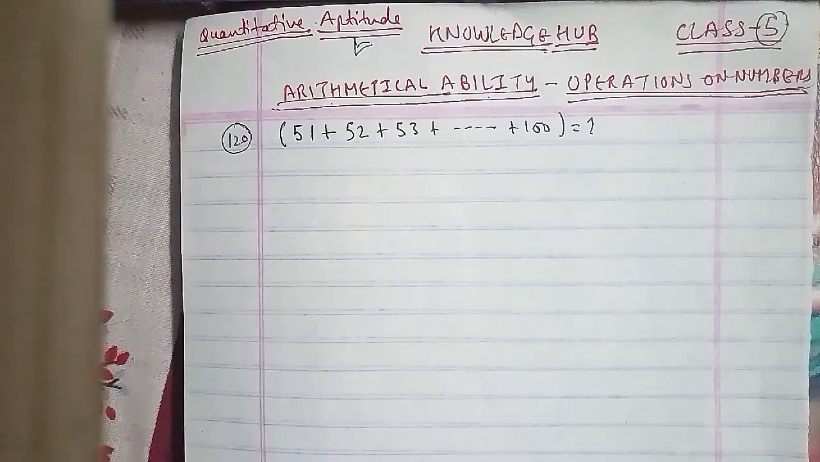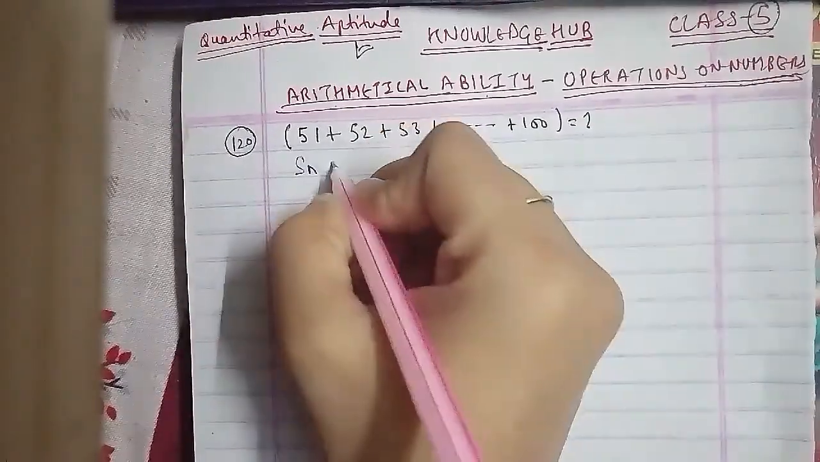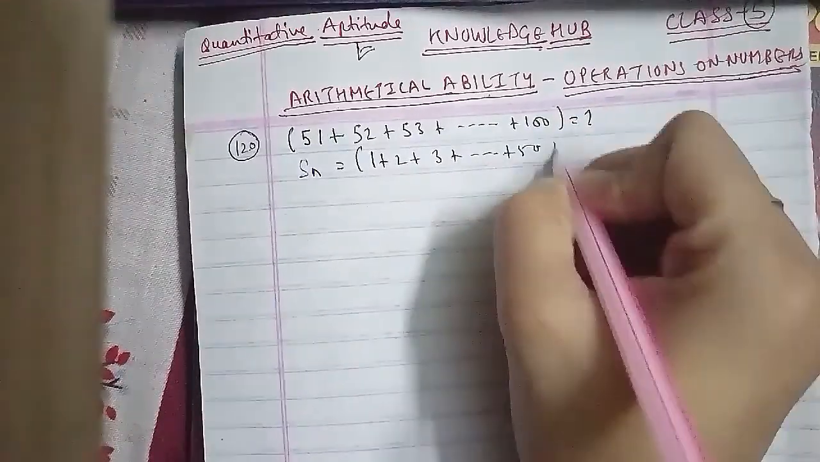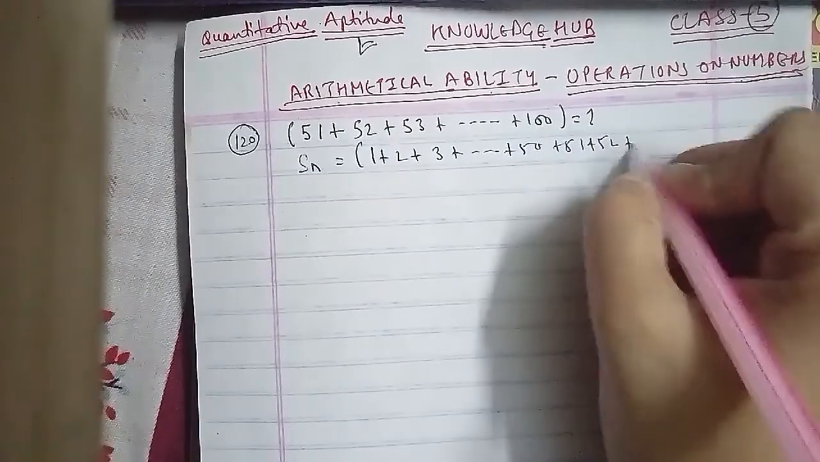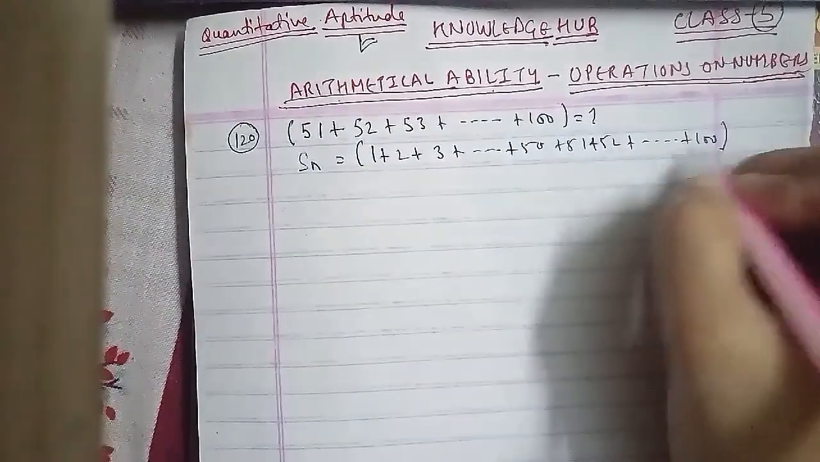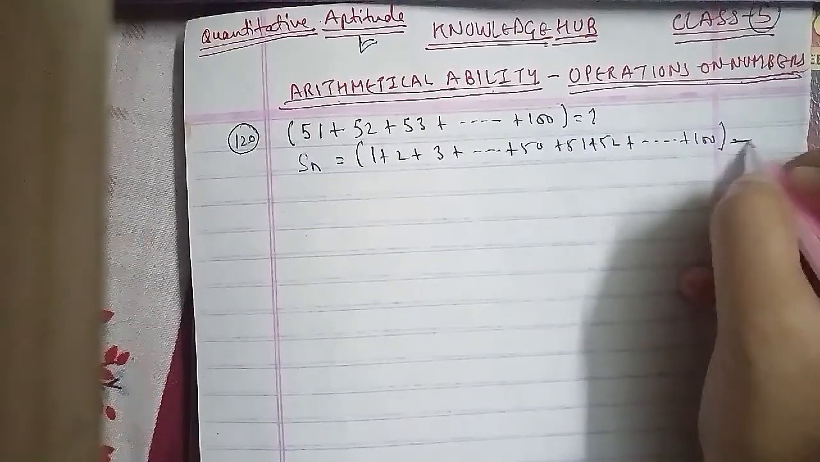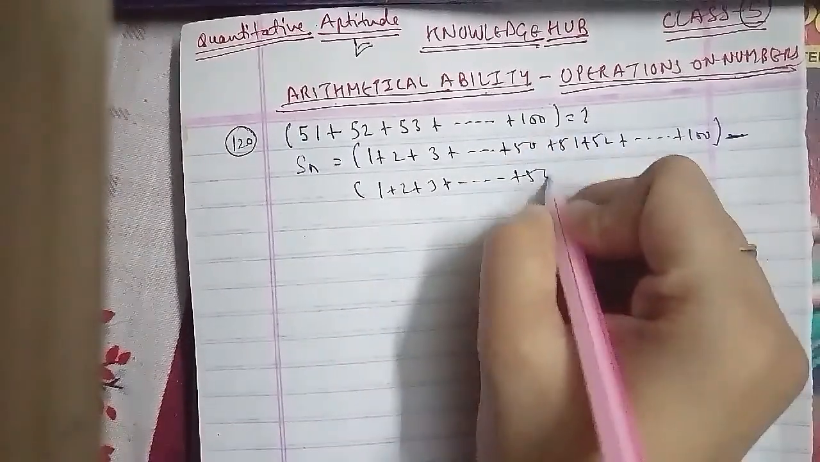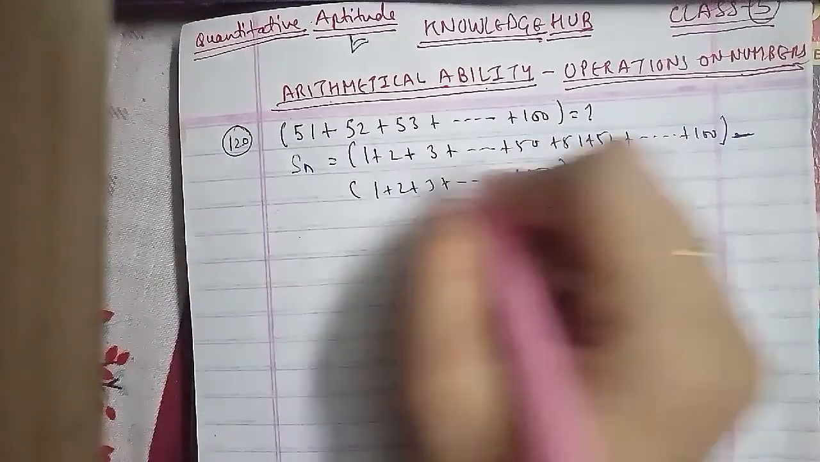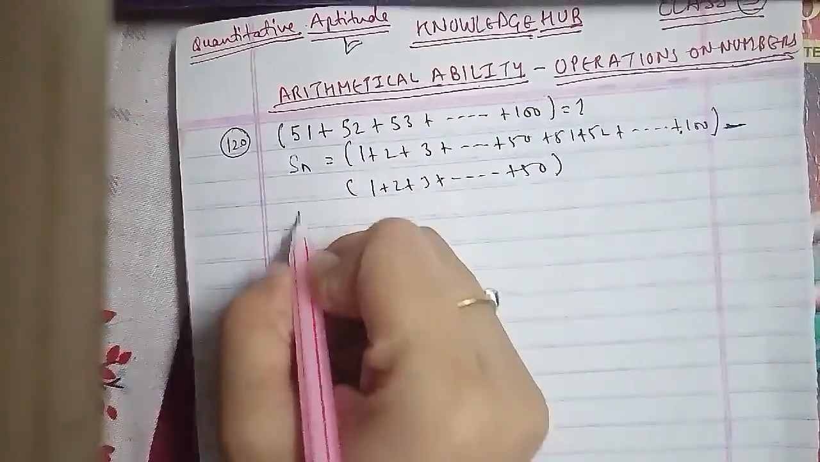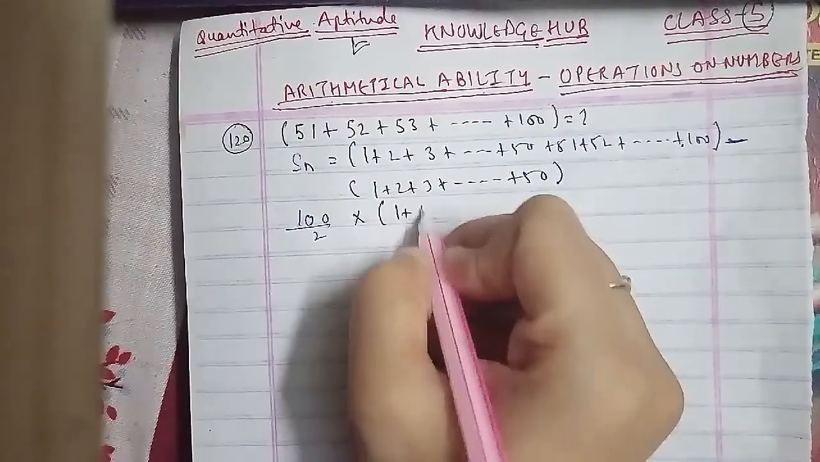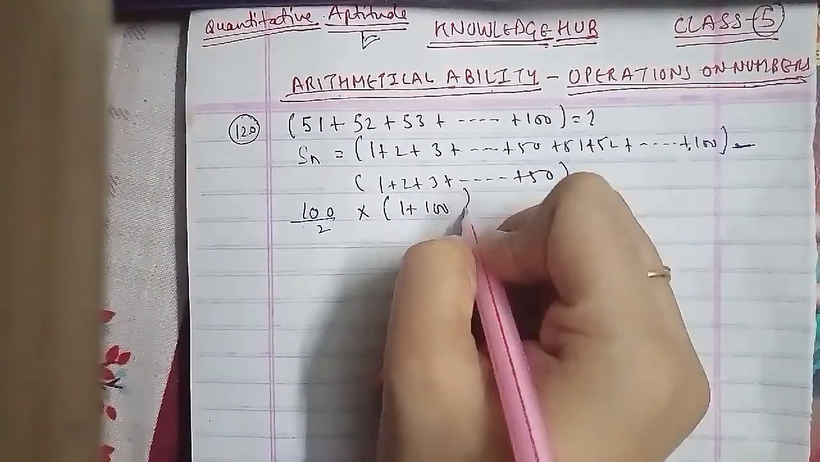The solution for this: we have Sn equals 1 plus 2 plus 3 plus 50 plus 51 plus 52 plus till 100. So we have a series here, minus 1 plus 2 plus 3 plus till 50. In the same case, as we know, we have the series from 1 to 100. So the formula of Sn is 100 upon 2 into the first number plus the last number, that is 1 plus 100, minus, here the total number is 50. So 50 upon 2 multiplied by the first number 1 and the last number 50, so 1 plus 50.